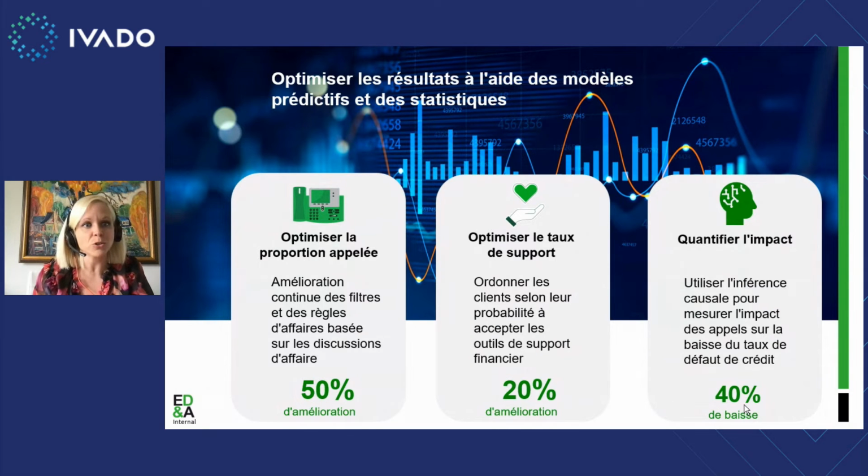So the first way that we optimized the process was by looking at the rate of clients that were called. When I showed you the pyramid, I said that the advisor could call a client or not. So there was an error rate based on the feedback of the advisors, who said, no, I don't think that this client is in financial distress.